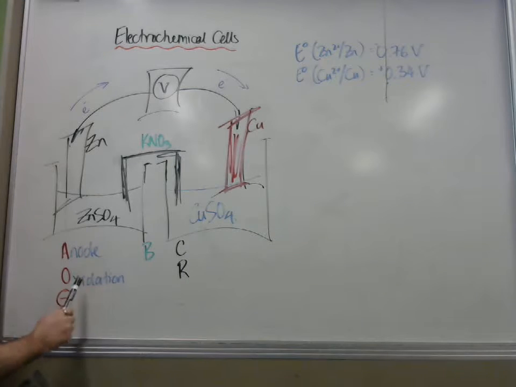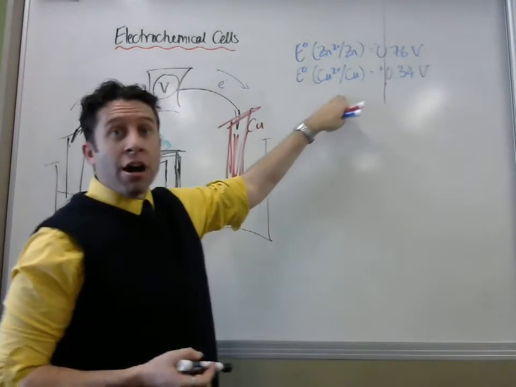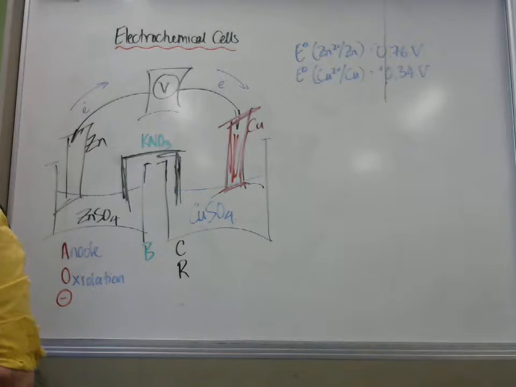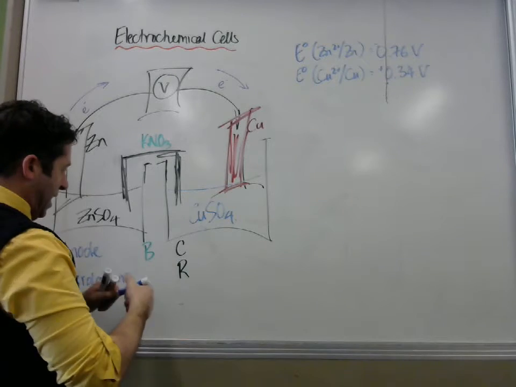Therefore, we must have the opposites to these things for the other one, where this one has a higher electrode potential, the copper half cell, so it's going to undergo reduction. It's a stronger oxidant, so it's going to undergo reduction. So that's what our R stands for here.